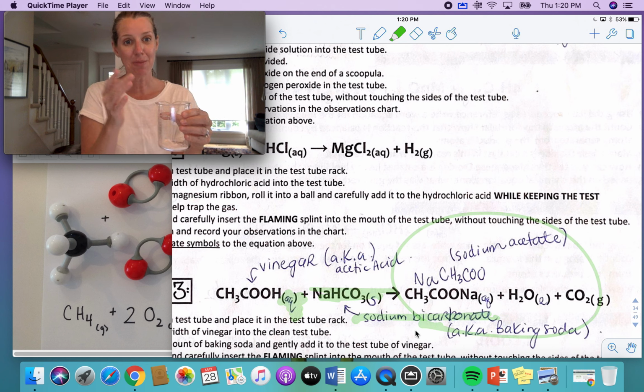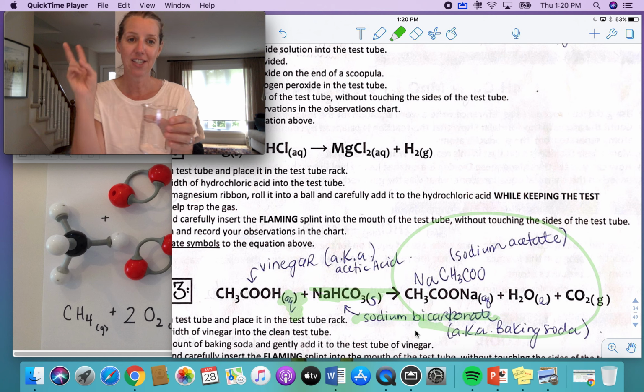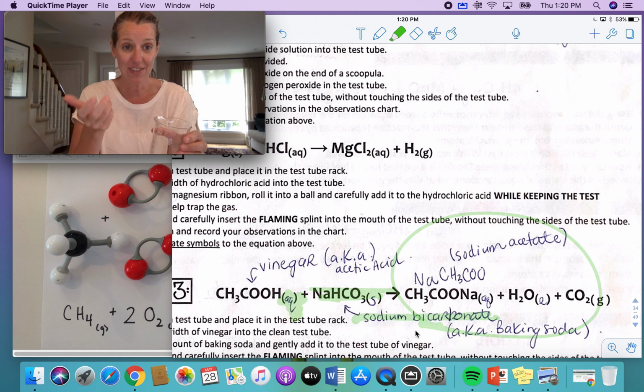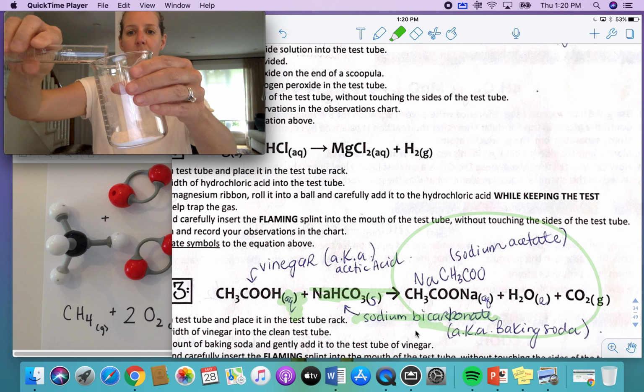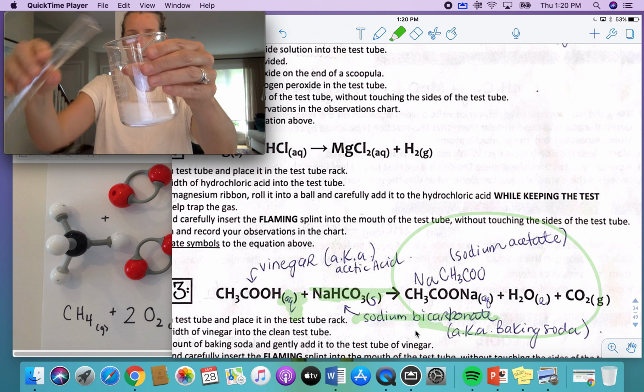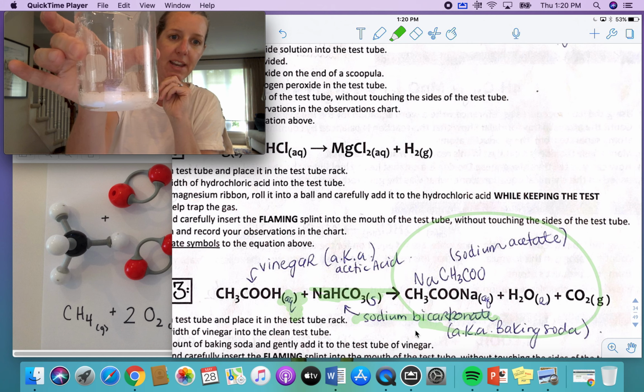So I could figure out the mass of the gas that escaped by simply taking the mass of my reactants, taking my mass of the products, and finding the missing mass. Maybe you even did this experiment in grade 9. It's kind of a grade 9 experiment. So here we go. I'm going to add my vinegar to my specific amount of baking soda.